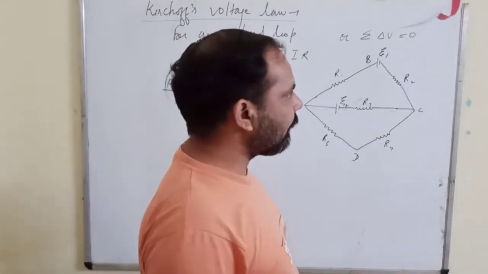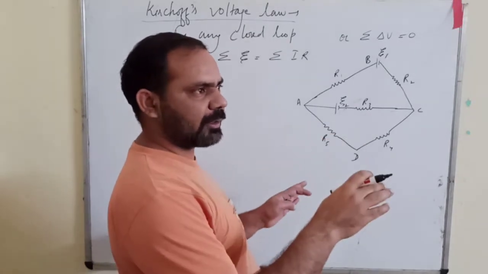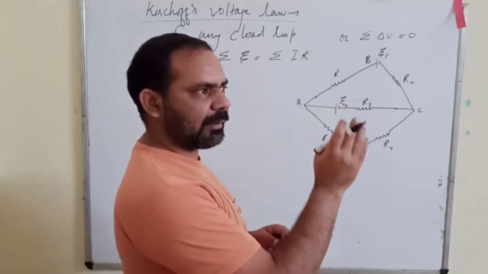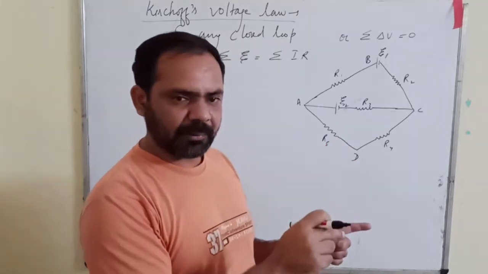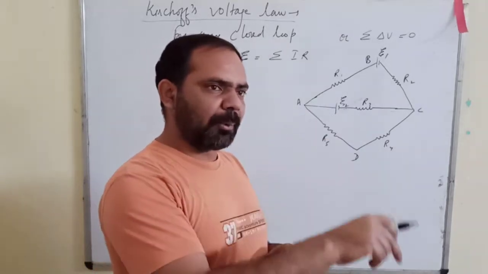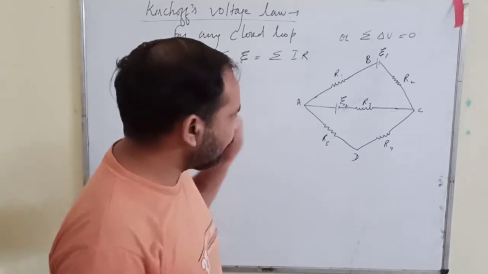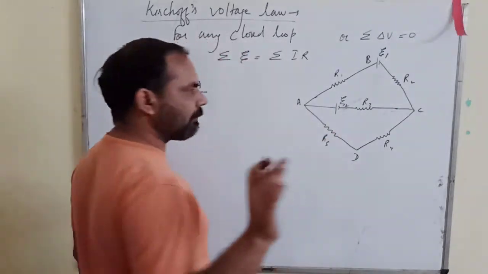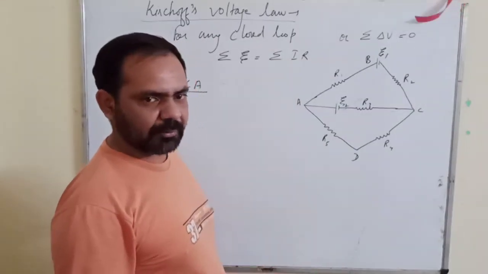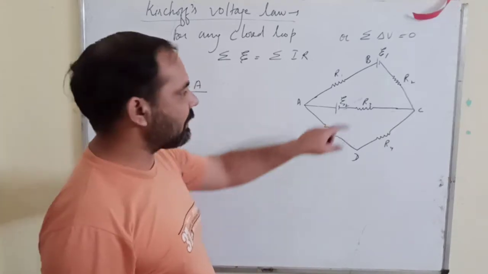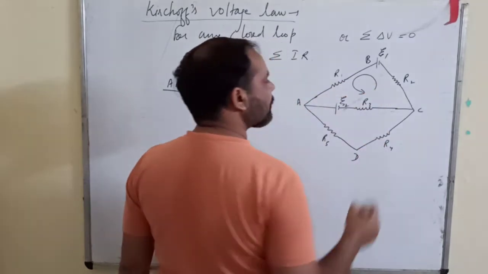One thing I already told you: in case your current touches the negative plate of the cell first, then you will take the EMF of the cell as positive. And if it touches the positive plate first, then you will take it as negative. Okay, I will come to that again. Now what you have to do is select any direction as the positive direction, suppose clockwise or anti-clockwise inside the loop. Suppose I am taking this direction as the positive direction.